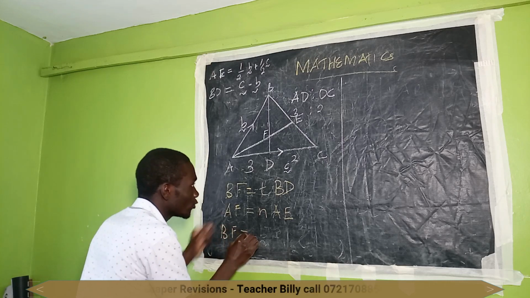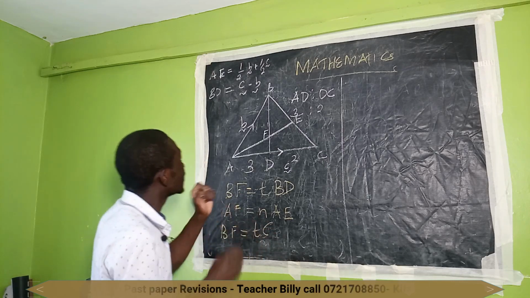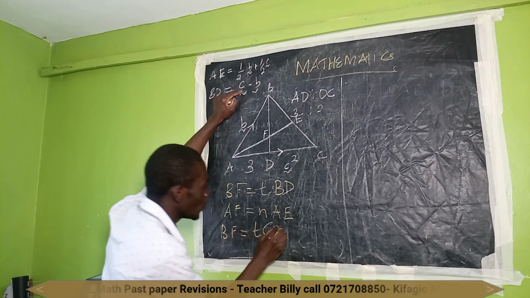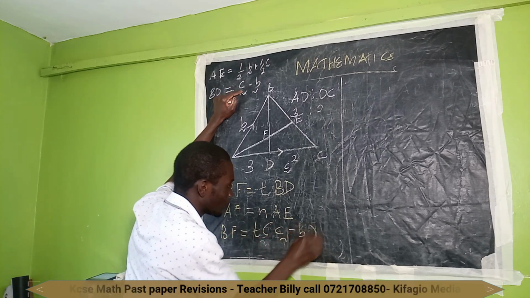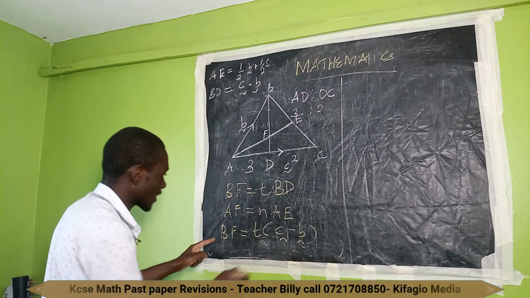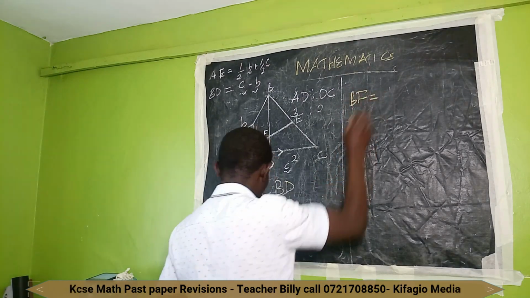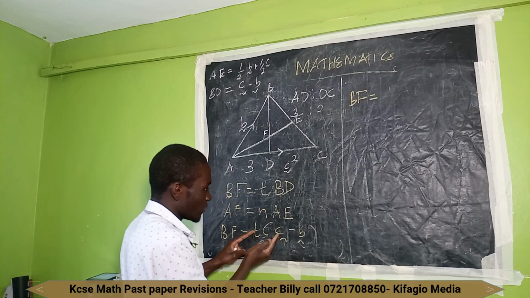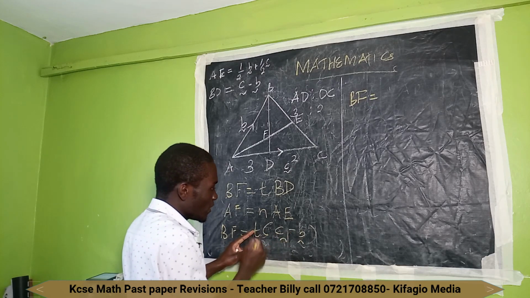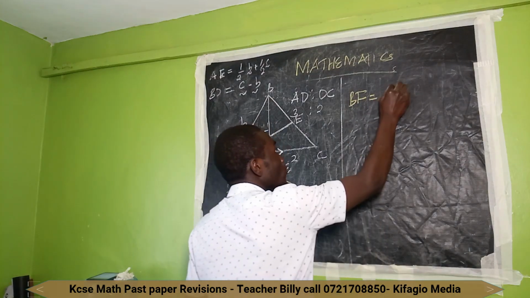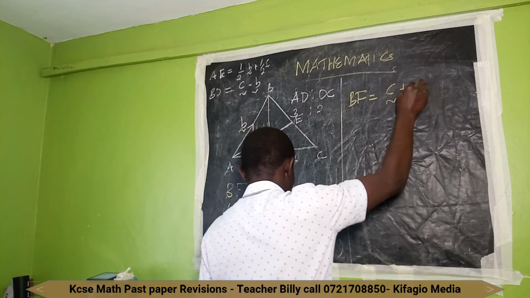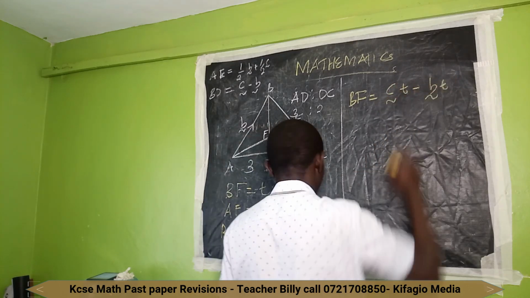BF is equal to T of the line BD. But class, remember, BD was equal to C minus B. And therefore, just open the brackets. BF is equal to T multiplied by C, which is TC. T multiplied by minus B is what? Minus BT. So I have CT minus BT.